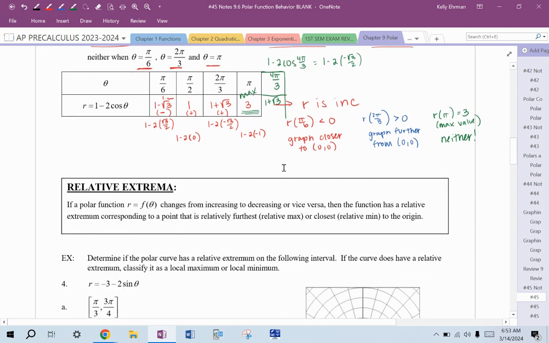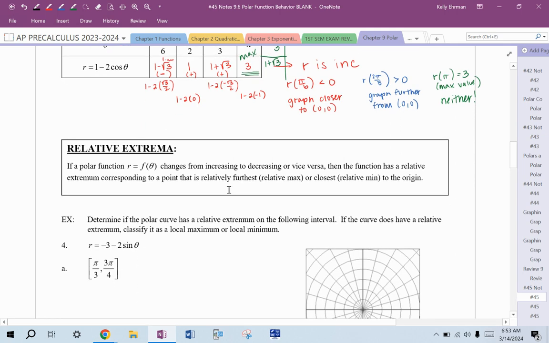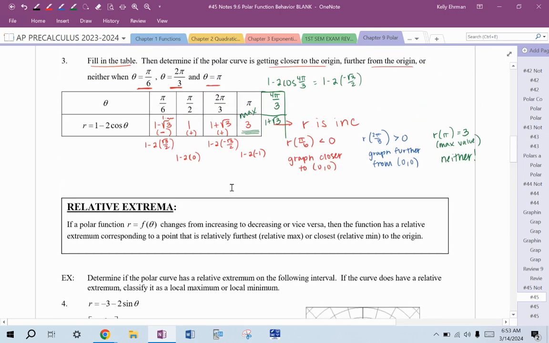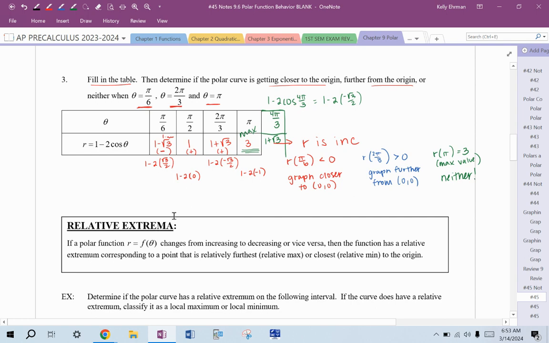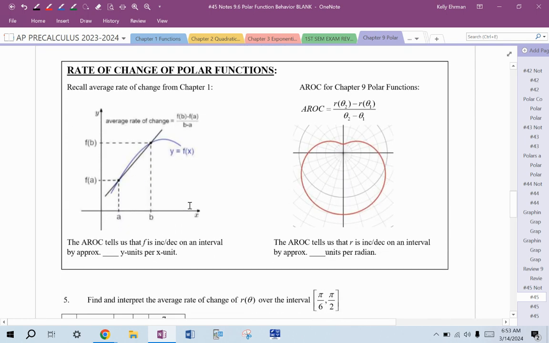All right, we're going to stop there for today, and then we'll work on relative extrema and rate of change for tomorrow, last day of notes.